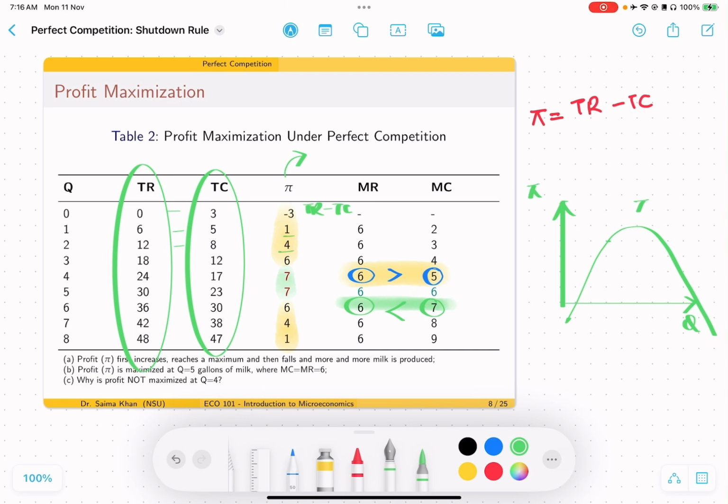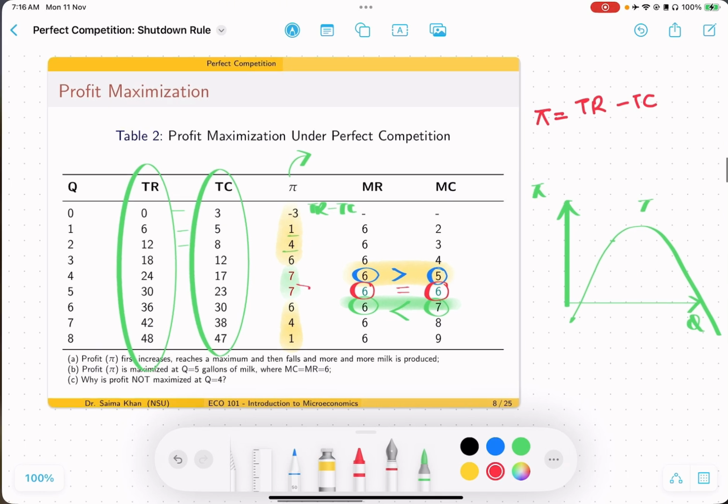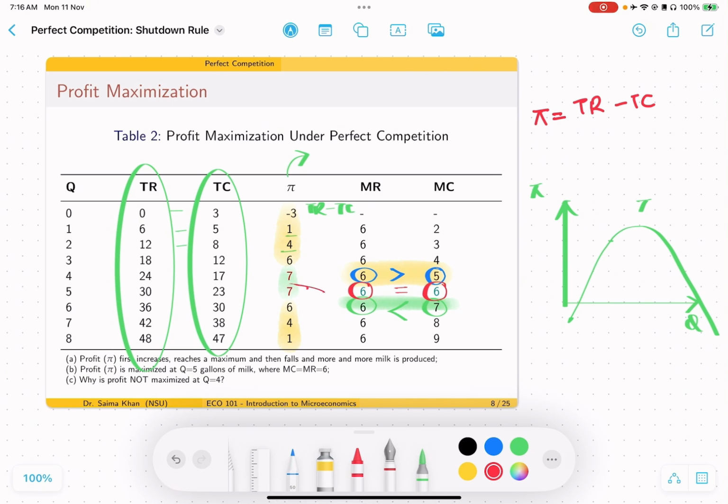So where are they equal? Right here, right? This is where MR is 6, MC is 6. So this is where profit is being maximized. So the profit maximizing quantity is going to be 5. If the firm produces 5 units of output, then it is maximizing profit.